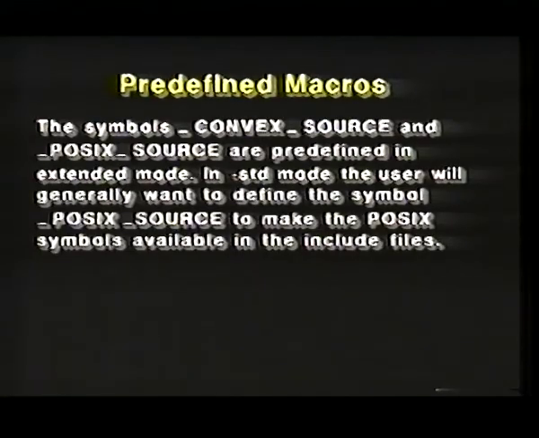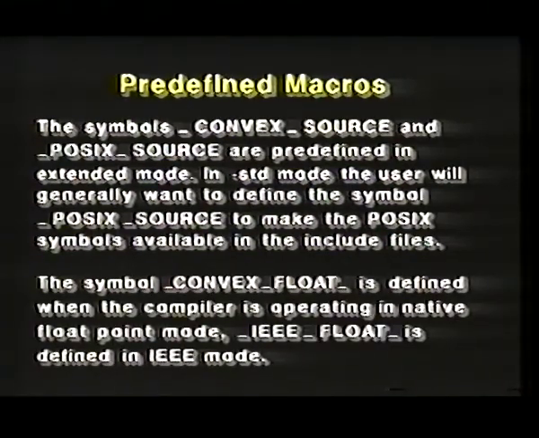Here's a whole new list of predefined symbols that the C compiler and the preprocessor define in 4.0. Underscore convex underscore source and underscore POSIX underscore source define certain things in the header files that are needed for either POSIX or Convex extensions. Neither of these two symbols is defined with -ext, nor in any other compiler mode. There are two new macros to define what compiler floating point mode you're in: convex float, which is native mode, and IEEE float, which is IEEE mode.